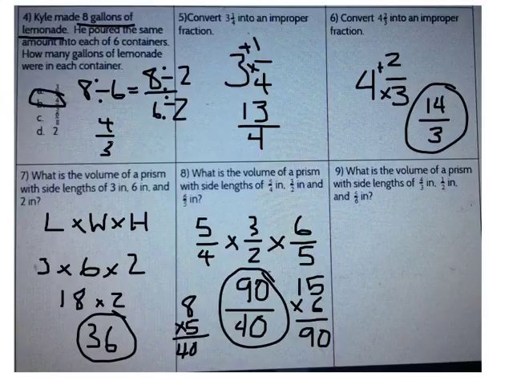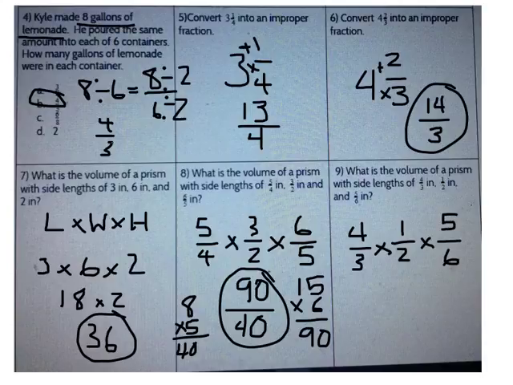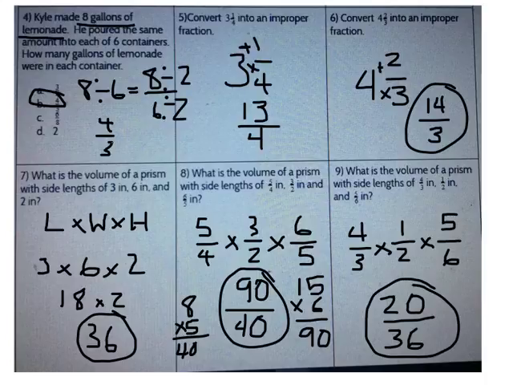Now you try one. What's the volume of a prism with side lengths of 4/3 inches, 1/2 inch, and 5/6 inches? You don't need to simplify your answer. Let's see how you did. The correct answer is 20/36 cubic inches.